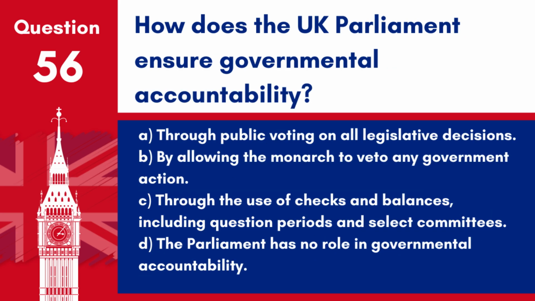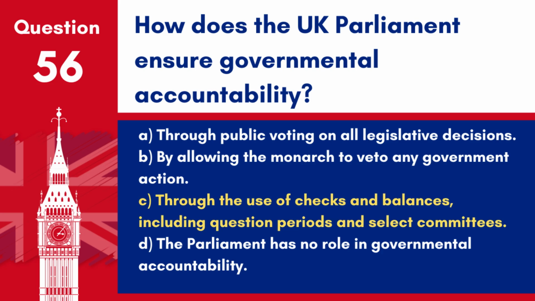Question 56. How does the UK Parliament ensure governmental accountability? A. Through public voting on all legislative decisions. B. By allowing the monarch to veto any government action. C. Through the use of checks and balances, including question periods and select committees. D. The Parliament has no role in governmental accountability.